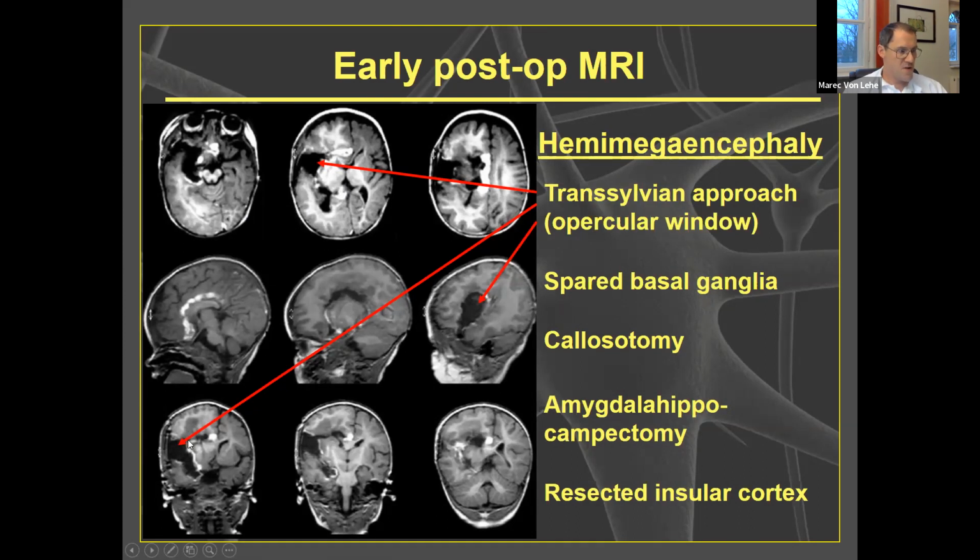So, transsylvian approach with this operculum, the basal ganglia in this area with the disconnection above and below, the callosotomy, quite nice in this T1 scan. And you see a bit of bleeding, so you can see the disconnective area here, and amygdala hippocampectomy in this area, and the insular cortex is resected.